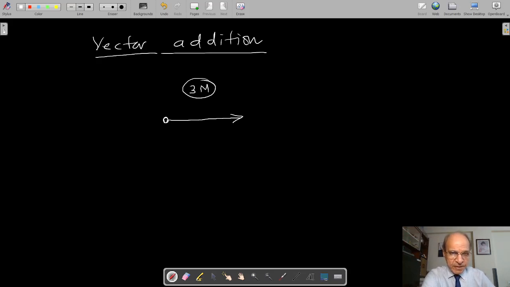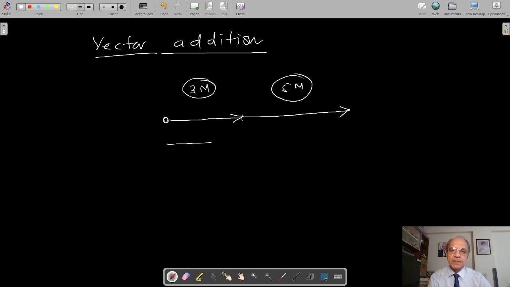And then displaces again in the same direction by say 5 meter. So now two vectors are acting on this. One is 3 meter, one is 5 meter. If I add both of these, then what will be the total displacement? The total displacement would be 8 meter.